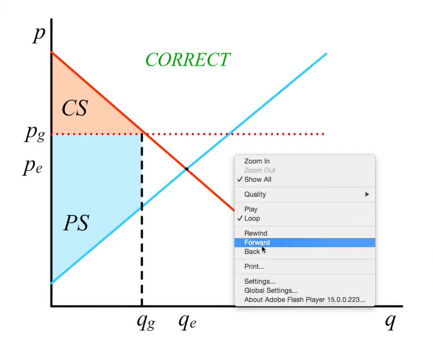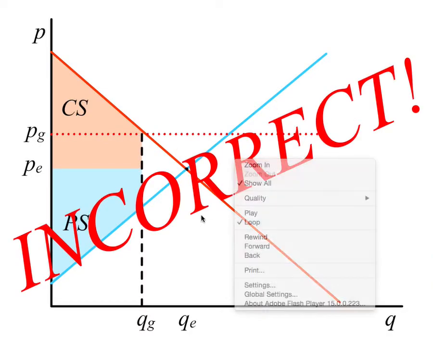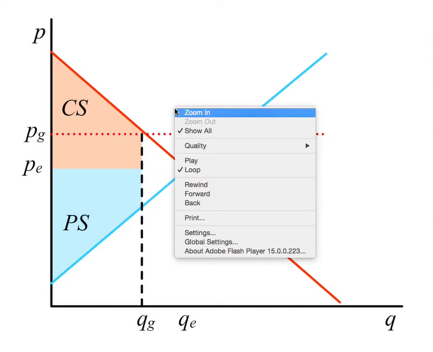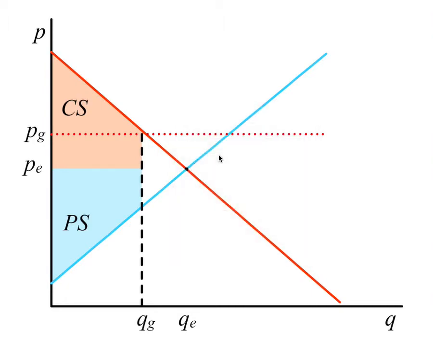Okay, so once again, what I had drawn in class incorrectly was I had forgotten to update the size of this consumer and the producer surplus. Okay, the price line was originally here. Now it's changed. Okay, so what it should look like is this. All right. And that's it.